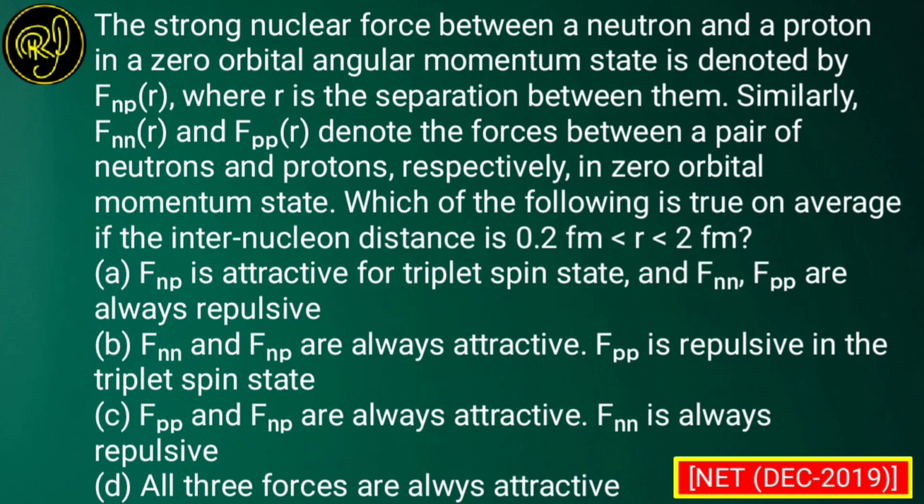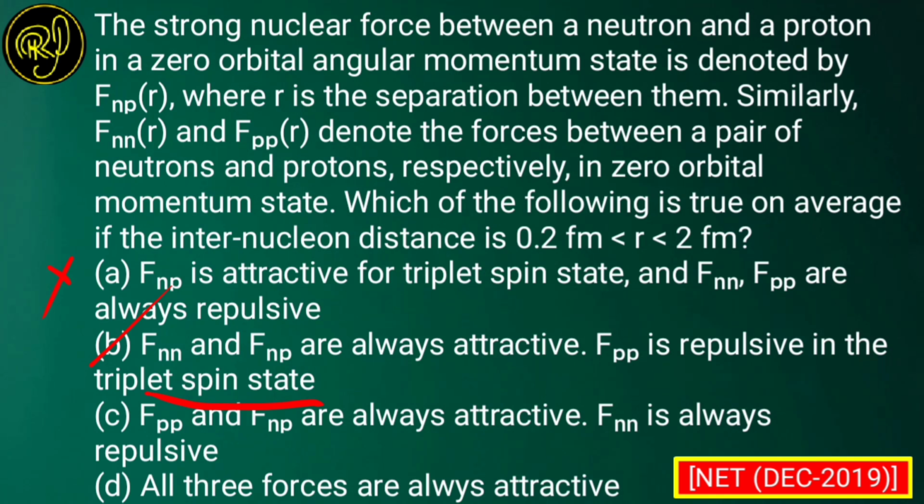The first option says that the triplet state is attractive, which is wrong because we have found that the triplet state is repulsive. The second option says that the triplet spin state is repulsive, so it is the correct option.